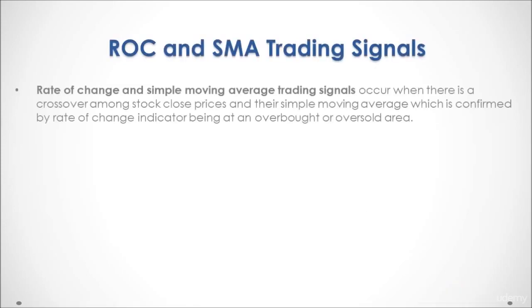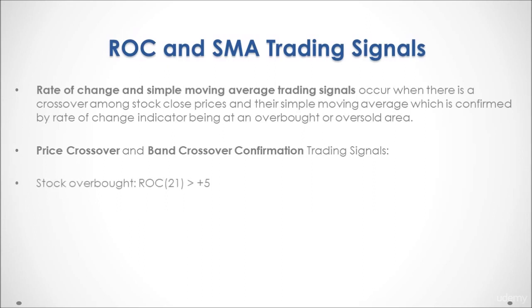Rate of change and simple moving average trading signals occur when there is a crossover among stock close prices and their simple moving average, which is confirmed by the rate of change indicator being at an overbought or oversold area. Therefore, we have price crossover and bands crossover confirmation type of trading signals, in which the stock is overbought if our rate of change is greater than plus 5, and the stock is considered oversold if the rate of change is less than minus 5.